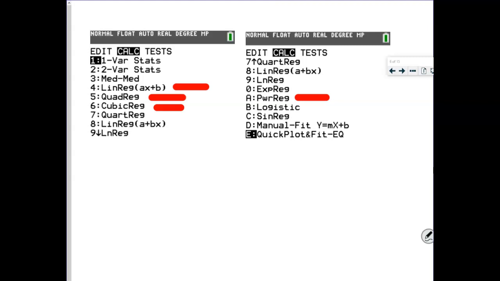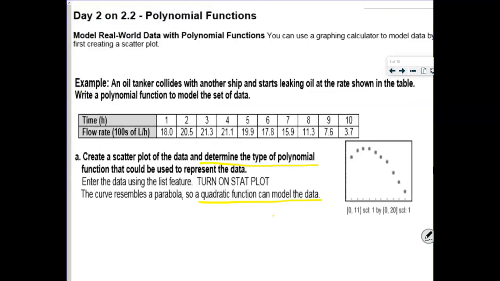So this first question, you're going to just watch me, because I already have all my data entered in my list, because it takes forever to type for me. So this data, for me, it is in list 1 and list 2, which you guys do not have to enter anywhere. But this is on, I think it's worksheet 4. And it's the, we have an oil tanker that collides with another ship, starts leaking oil, and they've plotted the amount of hours that have gone by versus the flow rate of the oil into the ocean.